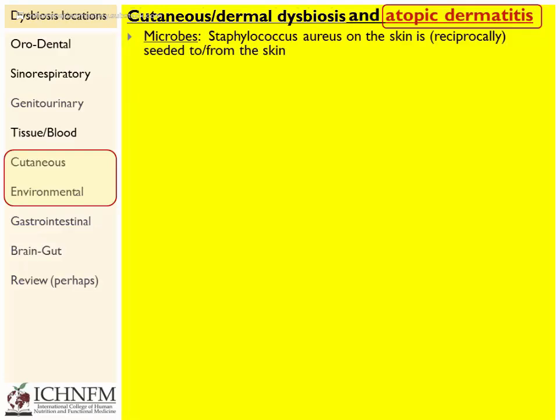It's seeded to the skin from the nares, and again from the skin back to the nares. So I told you previously that we have to break that cycle of nasal colonization and skin colonization. So when you think of treating the skin, you want to think of the internal nares right inside the nostril.